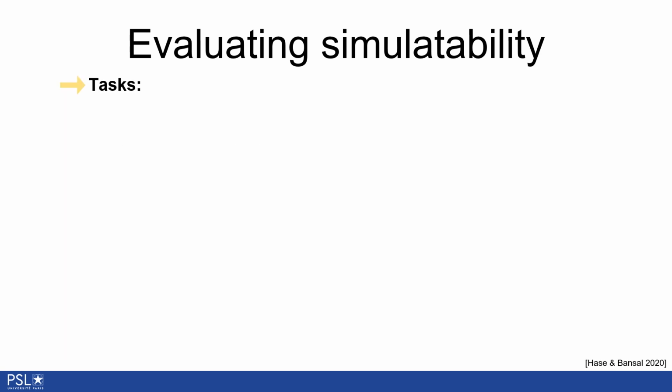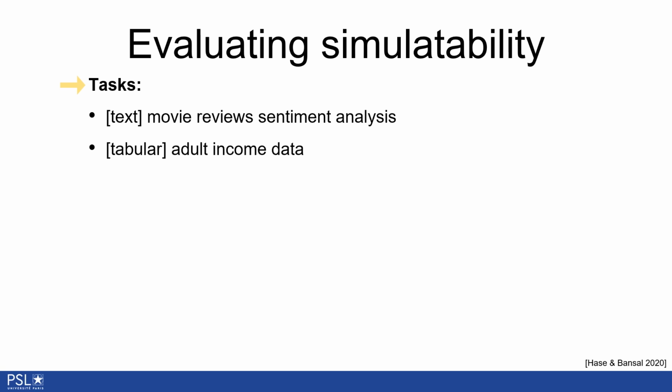The authors focused on 2 machine learning tasks: a text-based task, sentiment analysis in movie reviews, and a tabular task, the classical adult income data, where the task is to predict the income of a person.